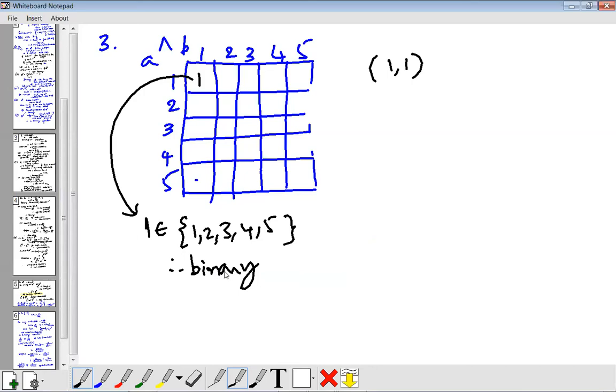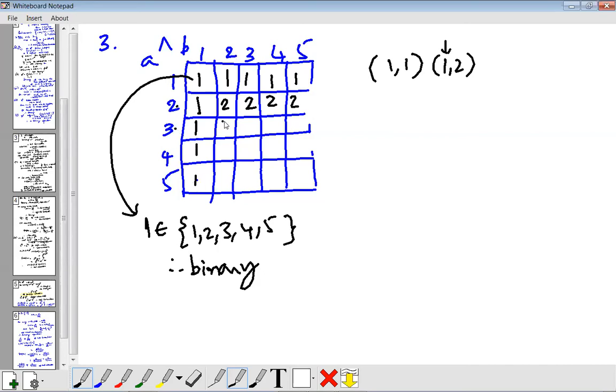Then the second one, we are taking 1 and 2. Which is the minimum of 1 and 2? 1. So this is 1. Minimum of 1 and 3? 1. Minimum of 1 and 4? 1. Minimum of 1 and 5? 1. Minimum of 2 and 1? 1. Minimum of 2 and 2 is 2. Minimum of 2 and 3 is 2. Minimum of 3 and 1? 1. So all this is 1.